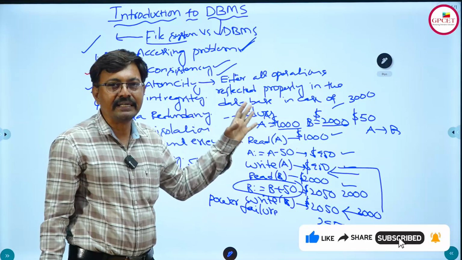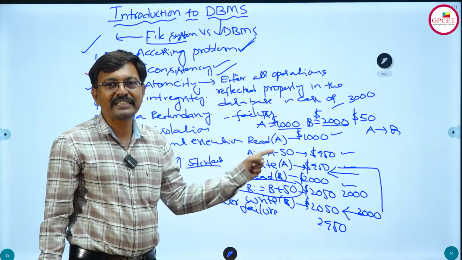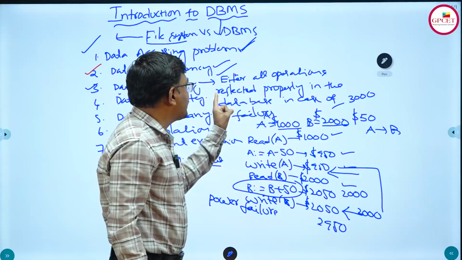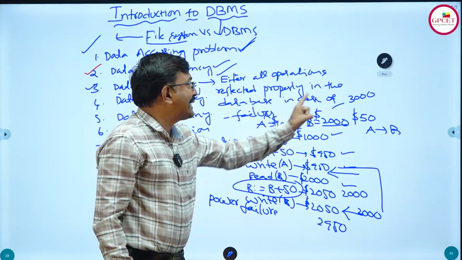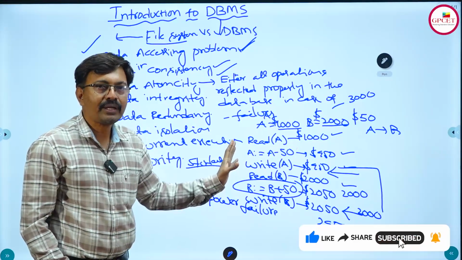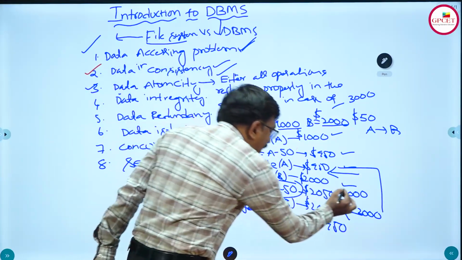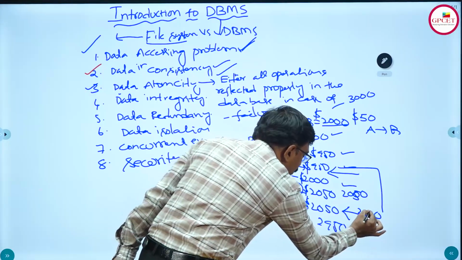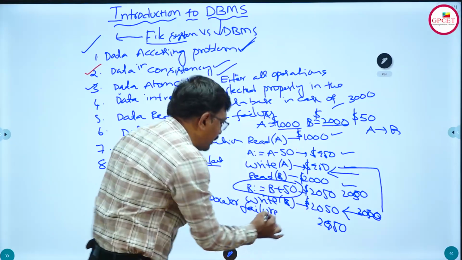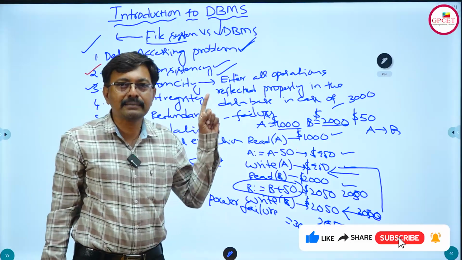There is no such facility. That's why it is a drawback in the file system and an advantage in the database management system. There is a facility. What is that according to our definition? Either all operations are reflected properly in the database, even in case of failures. For suppose a failure occurs, we can use a backup. If any power failure occurs, we can maintain it with the backup. It is 2050 here also, 2050, and here also 2050. What is the sum? 950 plus 2050, that is 3000. That is the advantage of the database management system.